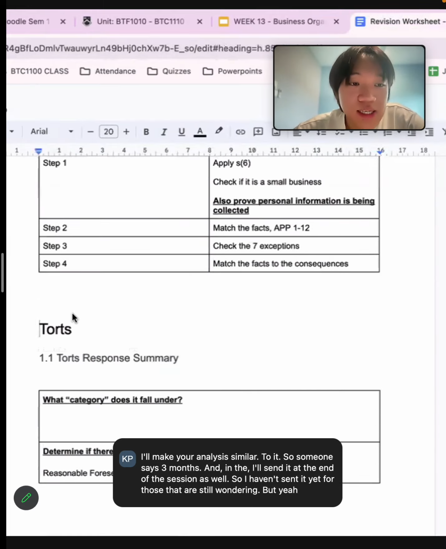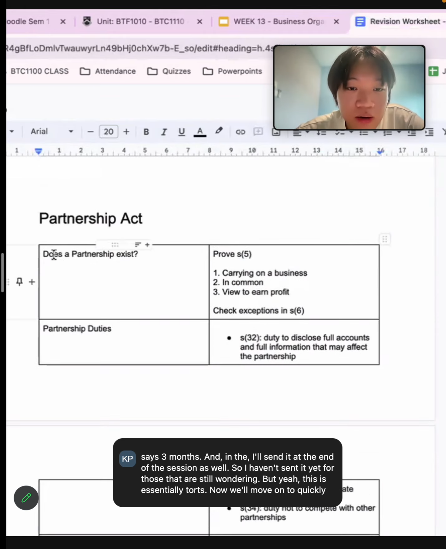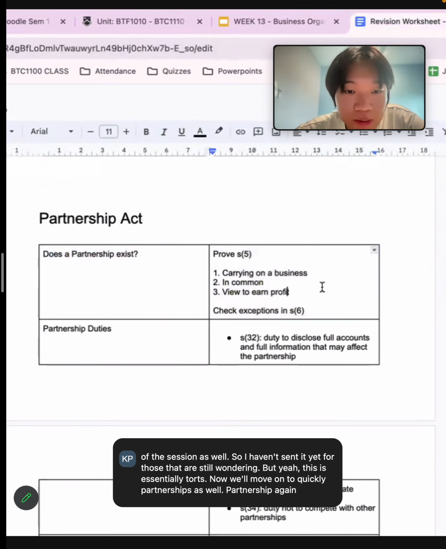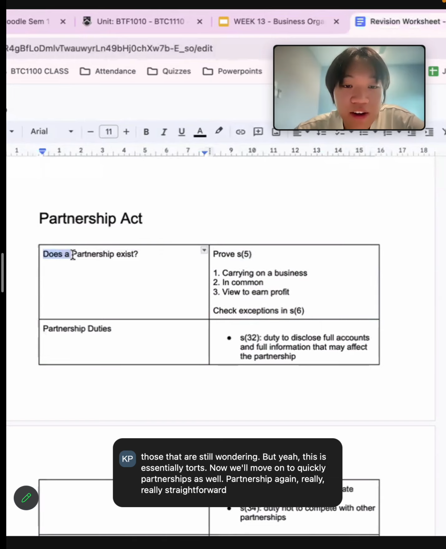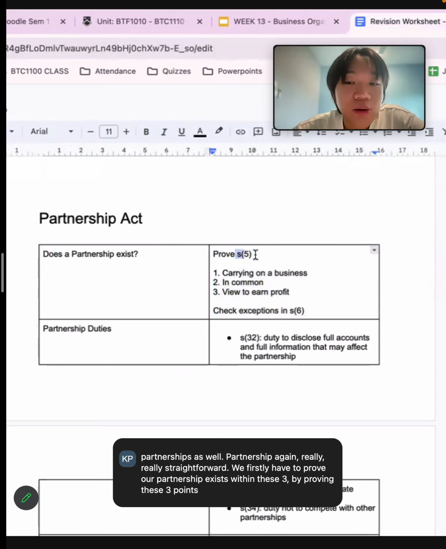But yeah, this is essentially torts. Now we'll move on quickly to partnerships as well. Partnership, again, really, really straightforward. We firstly have to prove a partnership exists by proving these 3 points. And that is from section 5.